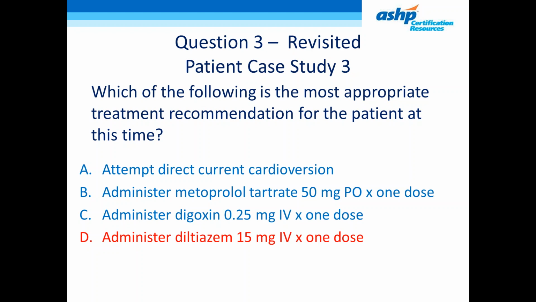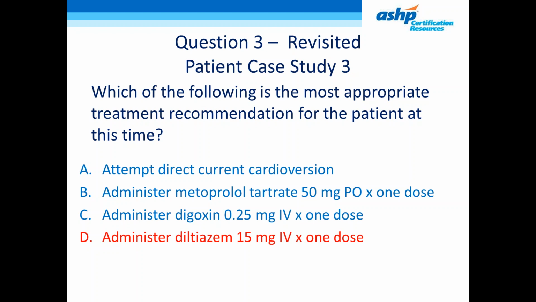Now, because the patient is symptomatic and is hemodynamically stable, we need to use the intravenous treatment route. Therefore, B, giving metoprolol by mouth, would not be the preferred therapy. And then finally, with option C, digoxin is not recommended IV for acute rate control. This is due to its delayed onset of action and the toxicity associated with giving digoxin intravenously.